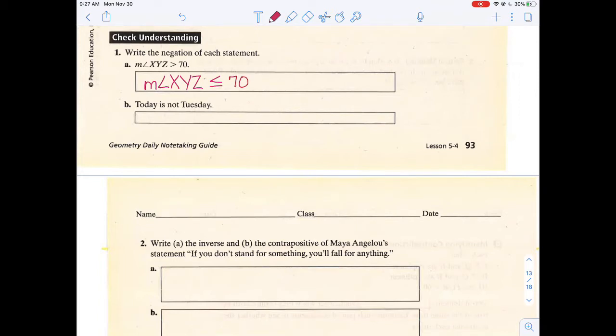Okay. Then part B says today is not Tuesday, so the negation of that statement would just be to say today is Tuesday. Take out the not.